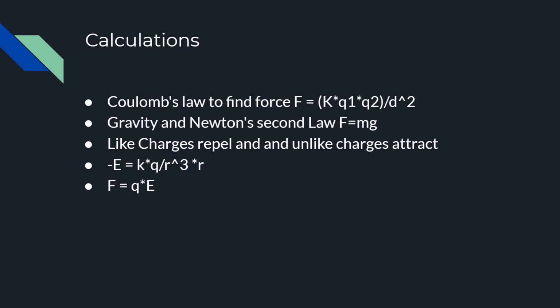And to find how strong the field was, of course, we used Coulomb's law, and then we used Newton's second law, F equals mg. We know that like charges repel, so we know that we're repelling each other, and the charge is negative when we hit the pin. Then we can solve using the field equation to see how strong that field is, and then we can see the force on that because we know the charge, we can just multiply by the field.